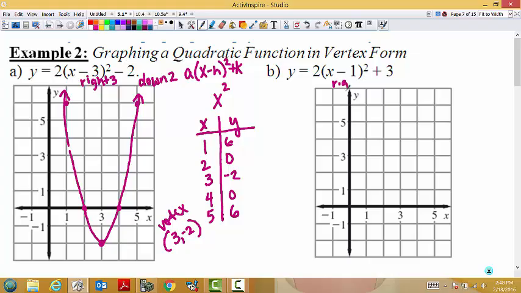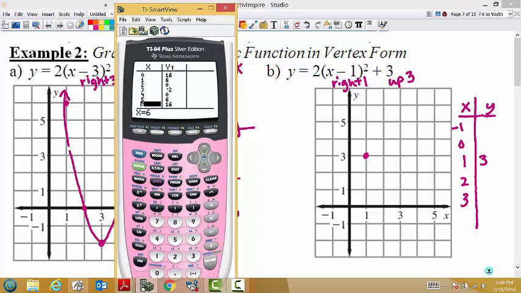Okay, so this one, tell me the transformations. What would it do? It would go right 1 and up 3. So right 1, up 3. So now we're going to make our little XY chart, and what do you want to bet that this one goes off the graph, because I didn't pay attention. 2, 3, 0, negative 1. So we go in here, and we graph 2(x minus 1) squared plus 3. I need the 1 to be in the middle. So I've got 11, 5, 3, 5, 11.